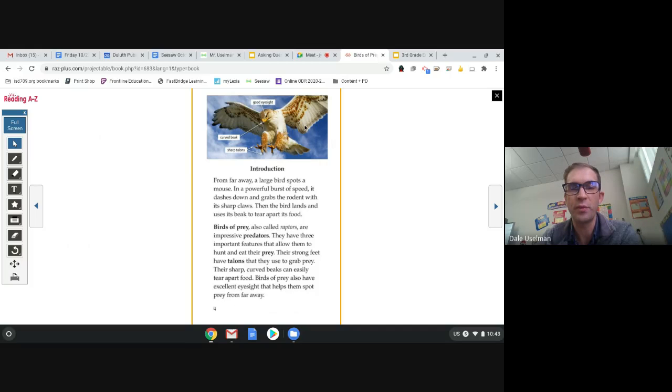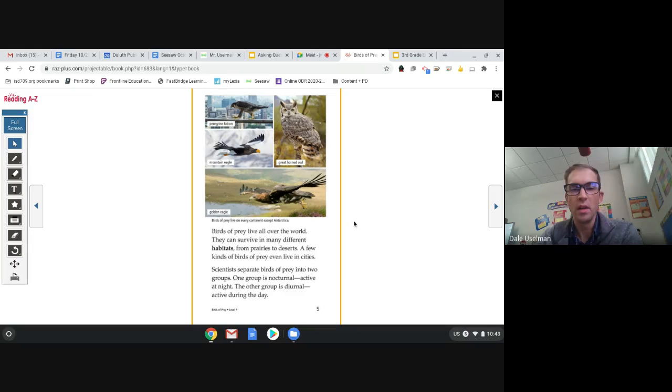So birds of prey have 3 really important features. They have good eyesight, they have a curved beak, and they have sharp talons. And those are all important for their survival so that they can hunt. Birds of prey live all over the world. They can survive in many different habitats, from prairies to deserts. A few kinds of birds of prey even live in cities.